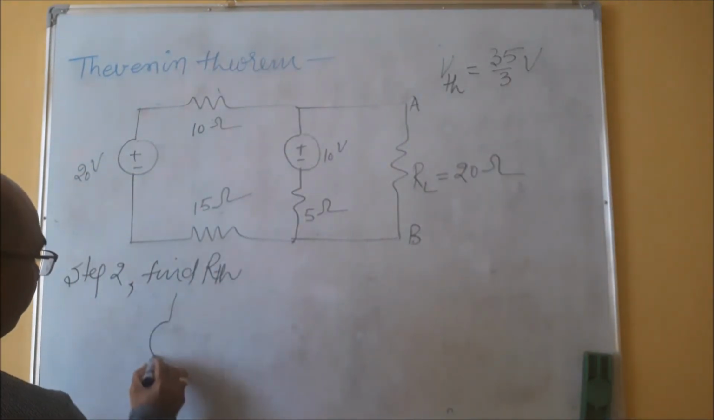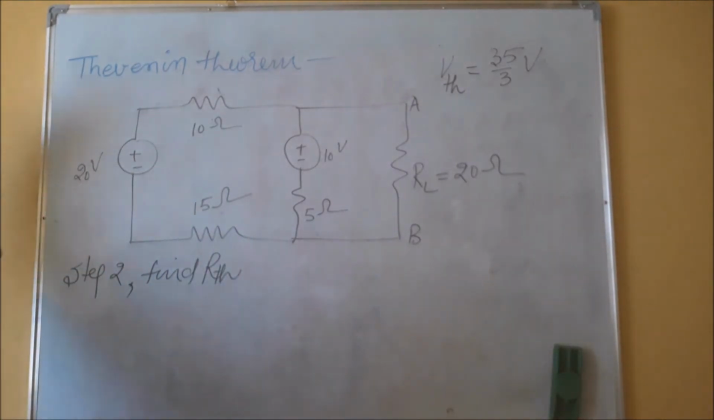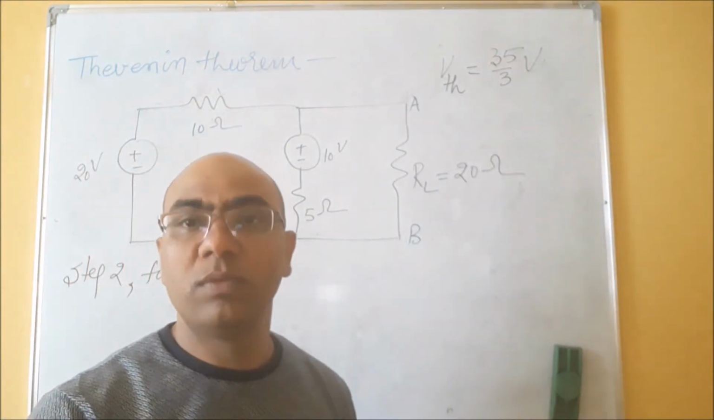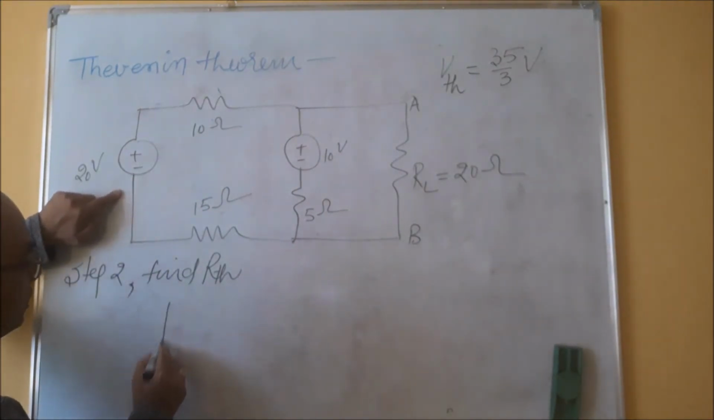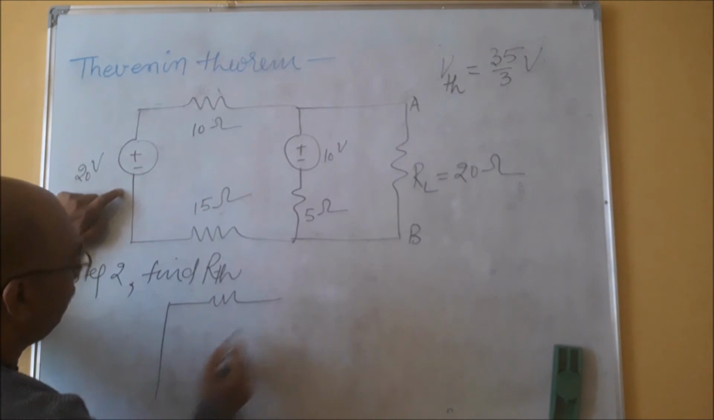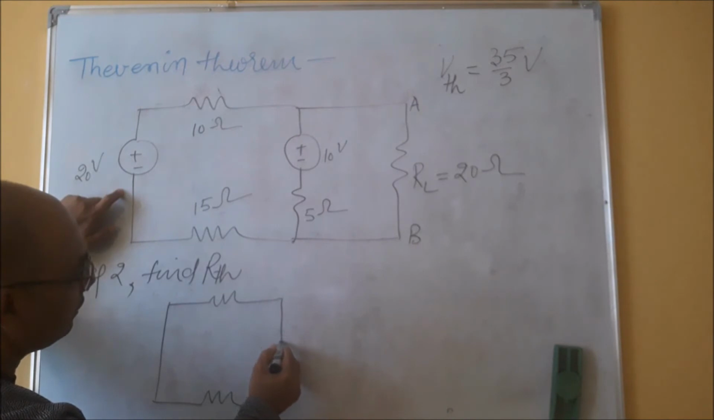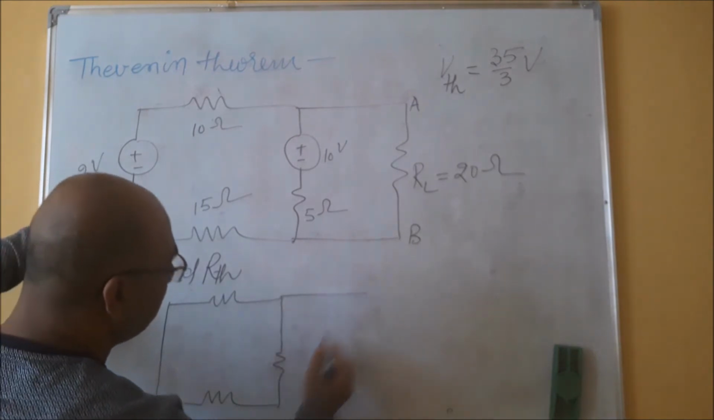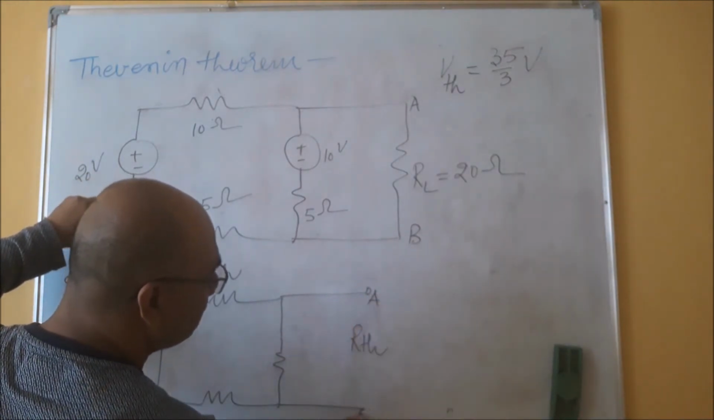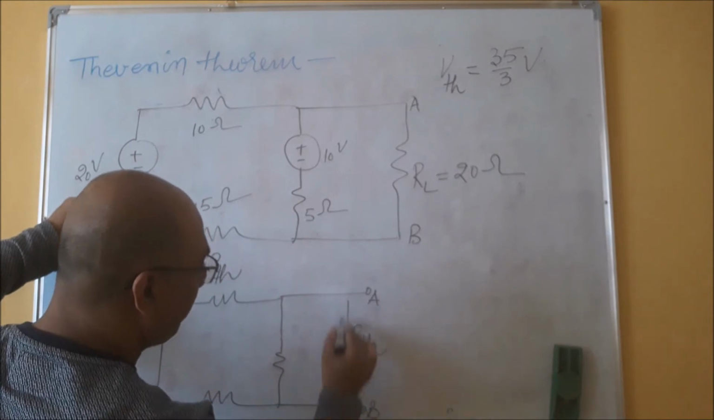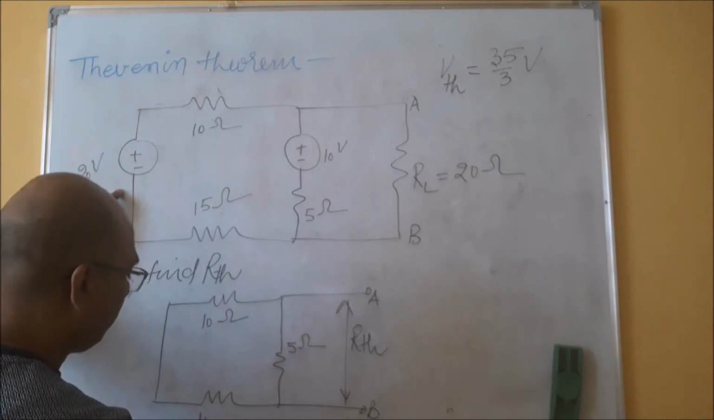So what you can do for this circuit, if you draw an equivalent circuit for RTH, what will you do? Simply, this is a voltage source, so short it. 10 ohm, 15 ohm, the voltage source again short, and resistance 5 ohm, and here RTH between the points A and B. The values are 5, 10, 15.